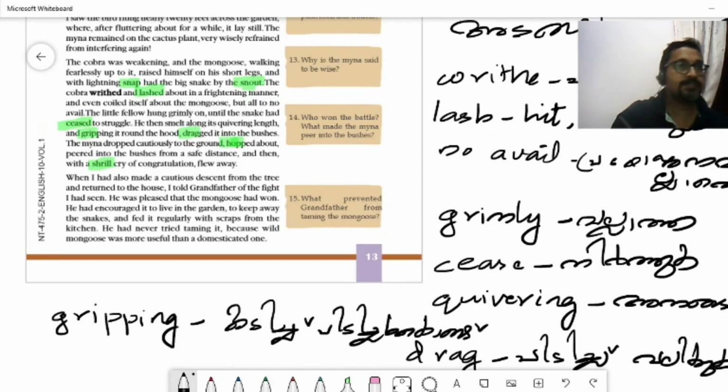It dragged it to the bushes. Myna dropped cautiously into the ground, hopped about. Seeing all these things, what did Myna do? Myna came down to the ground.